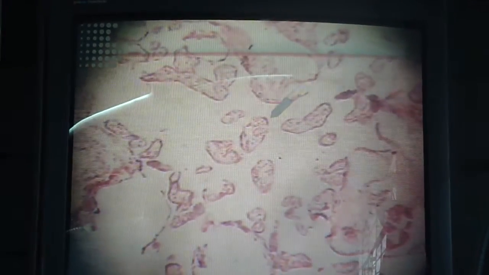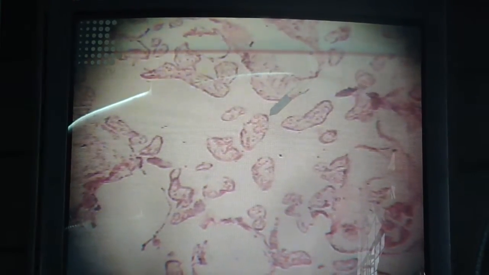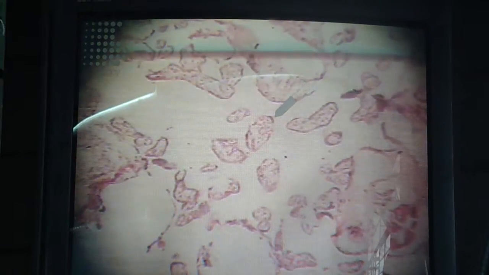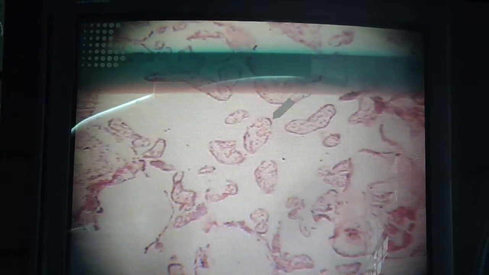The next slide is familiar to you already. You've seen this when we were studying the placenta. This is the placenta. And the structure that you identified in the placenta are the chorionic villi. These are the chorionic villi. You also identify the cells that surround it. This one, that is the syncytial trophoblast, which is the one determined during a pregnancy test. This is your human chorionic gonadotropin.